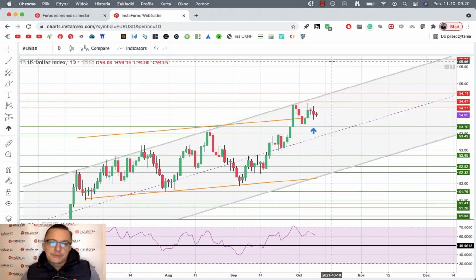So we have another channel, probably an acceleration channel, made on the US dollar index. The key short-term technical support on the daily time frame chart is 93.70 and then 93.42. Momentum is strong, is positive, and we are waiting for the uptrend to resume. So that was the US dollar.